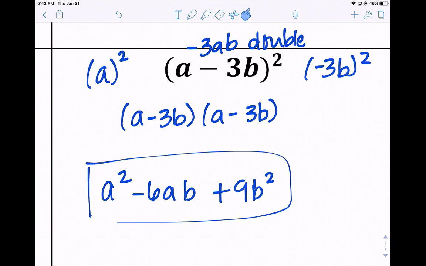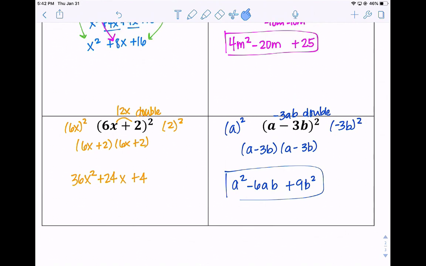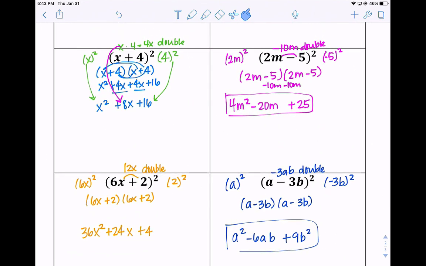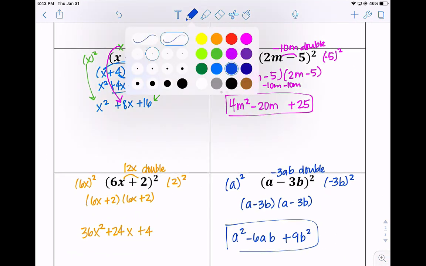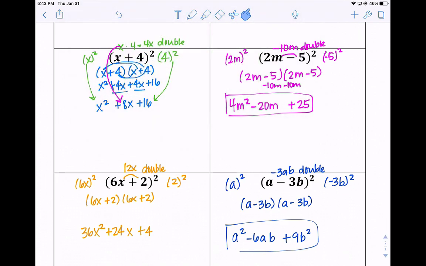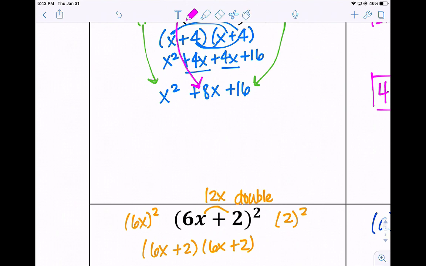So these are called perfect square trinomials, these four. So the top four were difference of two squares. These are called perfect square trinomials. So I'm going to write that out to the side. So perfect square trinomials.